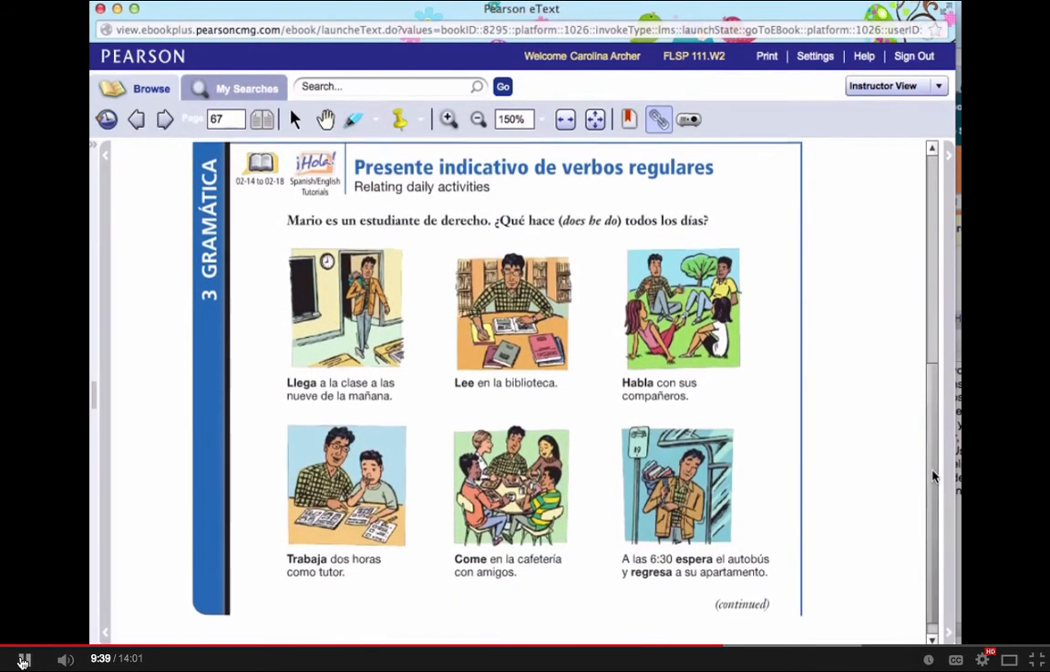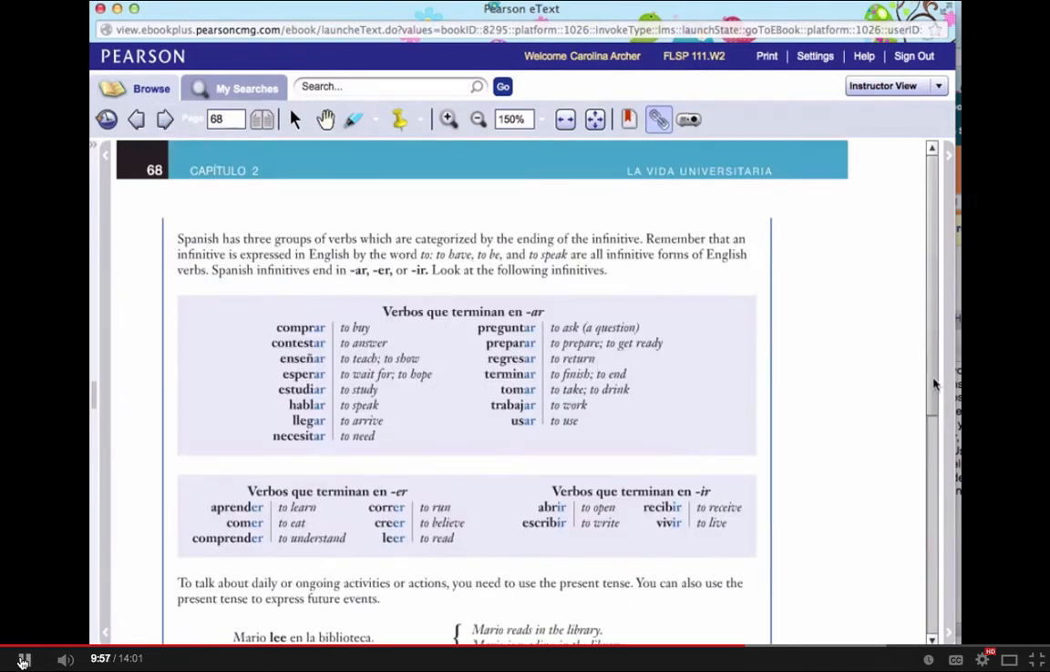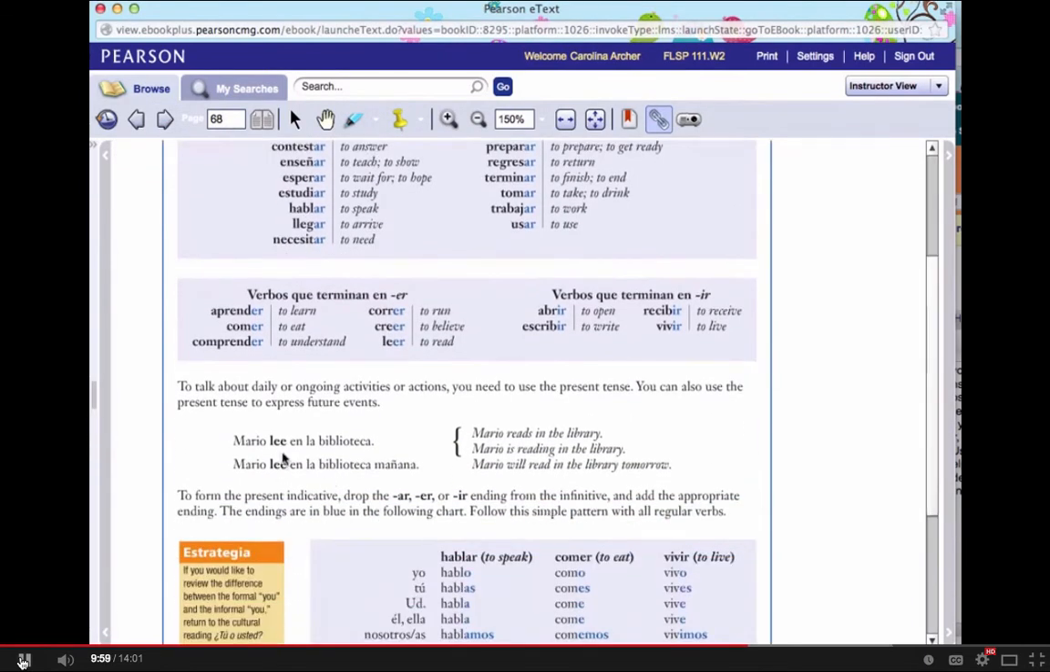We use the present indicative, el presente, to talk about daily activities, to talk about routine, and we also use it to talk about the future sometimes, okay? For example, see, there's an example here, next page. Mario lee en la biblioteca. Mario reads in the library, or it could also mean Mario is reading in the library right now. Or Mario lee en la biblioteca mañana. Mario will read in the library tomorrow.